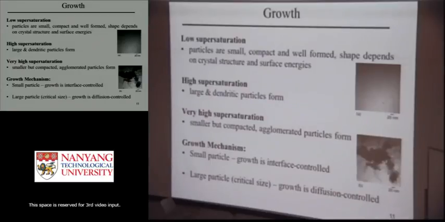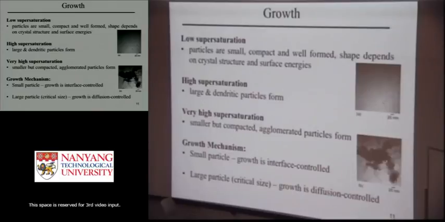And if it's a very high supersaturation, then the density of the nuclei is so high that it will cause agglomeration. Like in this case, you see there are well-formed nanoparticles, but they're highly agglomerated. The density of the nuclei is so high within a limited volume of liquid that it forms this kind of agglomerated particle. Okay, so this gives us an idea about how the degree of supersaturation affects the morphology.